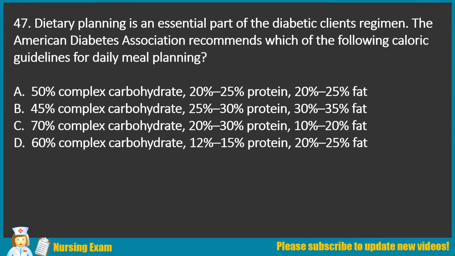Question 47. Dietary planning is an essential part of the diabetic client's regimen. The American Diabetes Association recommends which of the following caloric guidelines for daily meal planning? A. 50% complex carbohydrate, 20% to 25% protein, 20% to 25% fat. B. 45% complex carbohydrate, 25% to 30% protein, 30% to 35% fat. C. 70% complex carbohydrate, 20% to 30% protein, 10% to 20% fat. D. 60% complex carbohydrate, 12% to 15% protein, 20% to 25% fat.